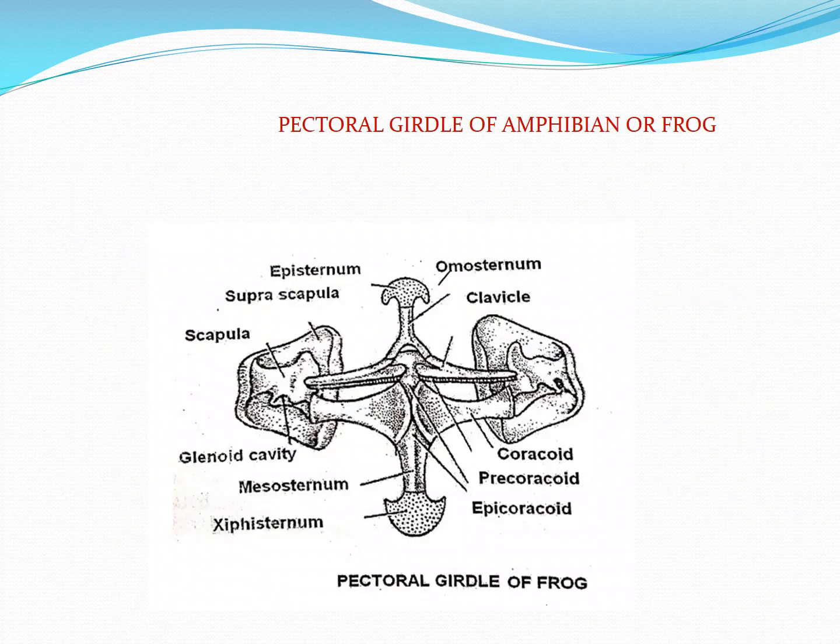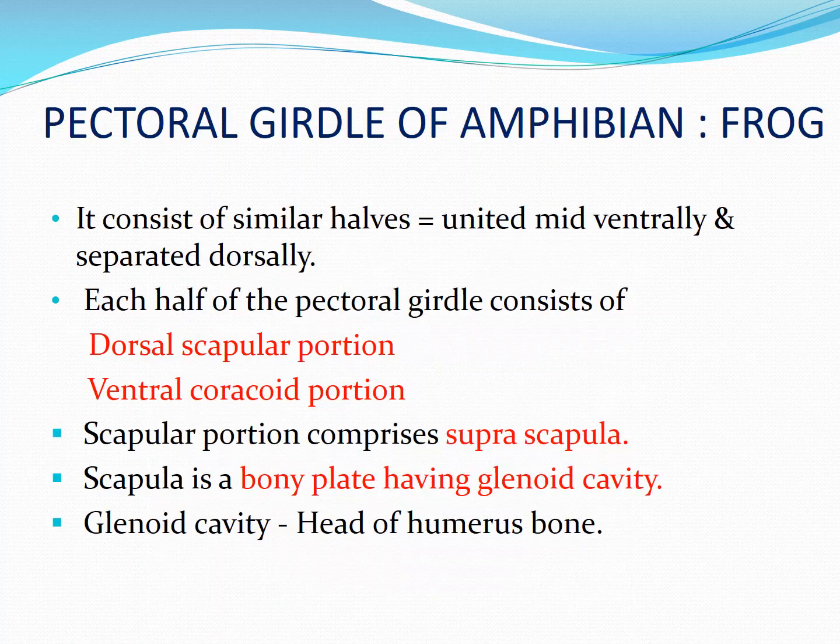Okay, now coming to the pectoral girdle of amphibian or frog. In this diagram, you can see the location of all three skeletal elements, that is scapula, coracoid as well as clavicle. It consists of two similar halves which are united mid-ventrally and separated dorsally. In the previous diagram, you can see the dorsal as well as ventral view. The current view is ventral, opposite to that one is dorsal view.